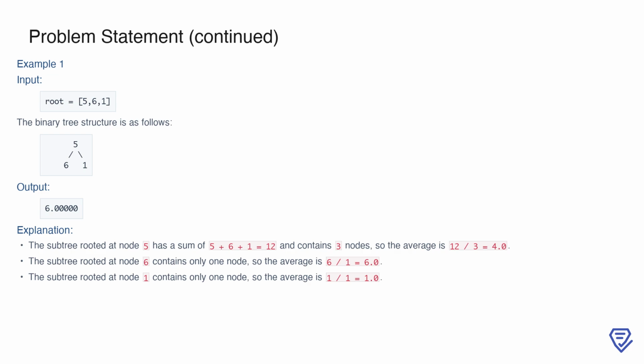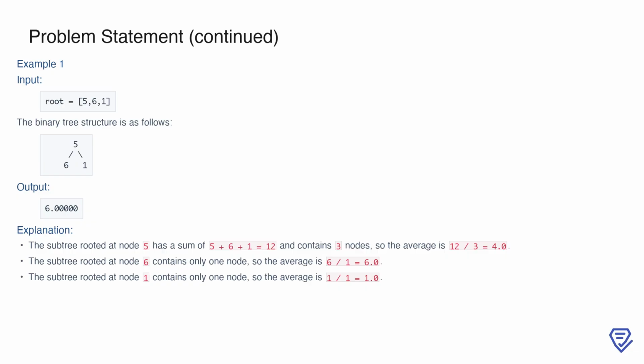Suppose the input binary tree is represented as root equals 5, 6, 1. The tree structure is as follows: the root node has a value of 5, with two child nodes, 6 as the left child and 1 as the right child. To find the maximum average, we calculate the average for each subtree. For the subtree rooted at node 5, the sum of the node values is 5 plus 6 plus 1, which is equal to 12, and there are 3 nodes, so the average is 12 divided by 3, which equals 4.0.